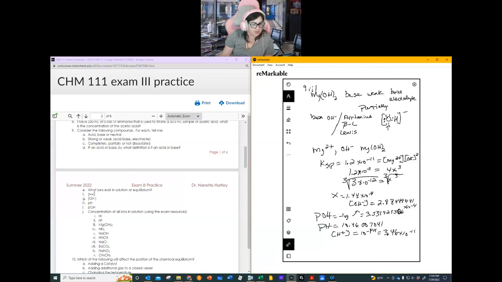That takes me through H plus, OH minus, pH, pOH. Concentration of everything else in solution. My Mg(OH)2 is going to be almost exactly what I started with, and it's not going to be dissolved. It's all going to be solid. So we don't consider that. Woohoo! That was fun.